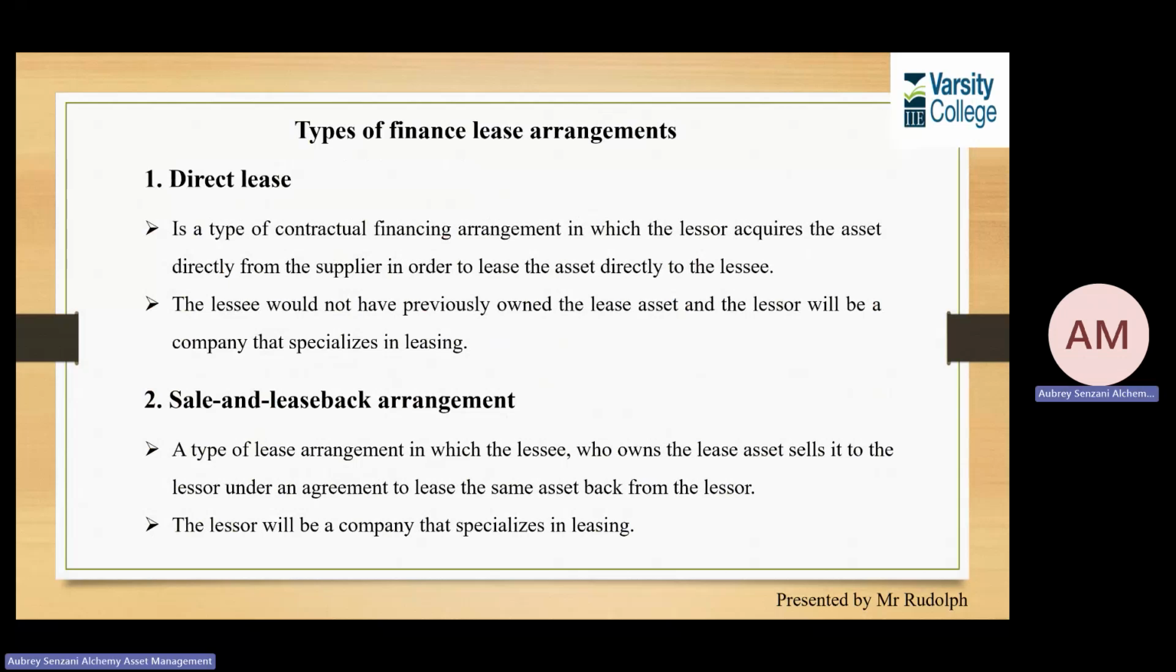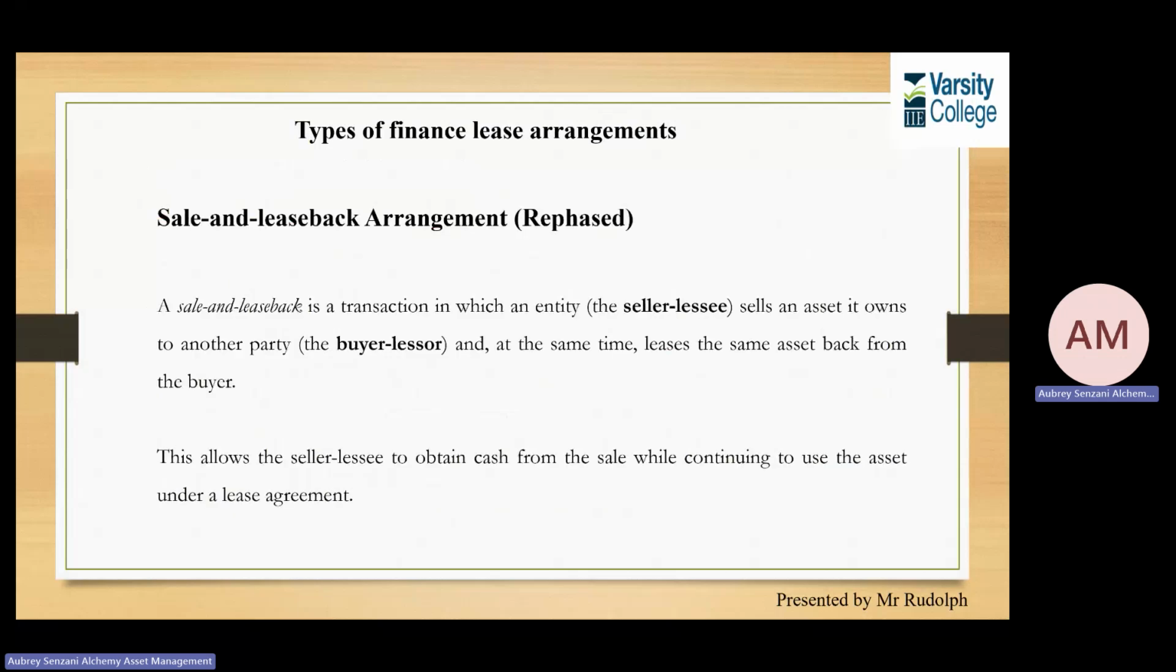Because remember, when you own an asset, you're not earning any money off of it, isn't it? So by selling the asset to you, you're giving me money, which is releasing cash into the business. Can you see that? And then I'm just paying an installment, which is significantly less than whatever I sold it to you for. So that's the whole logic of a sell and lease back arrangement.